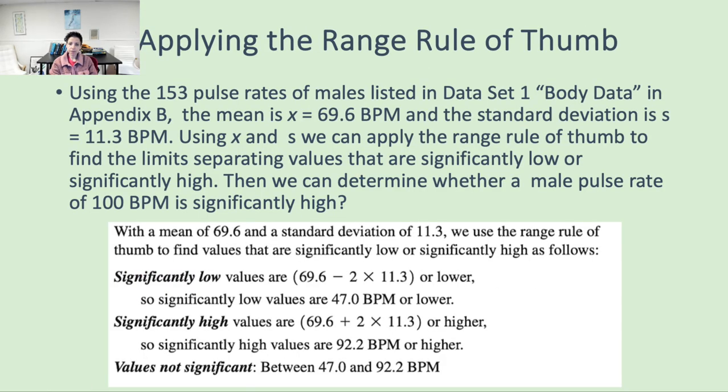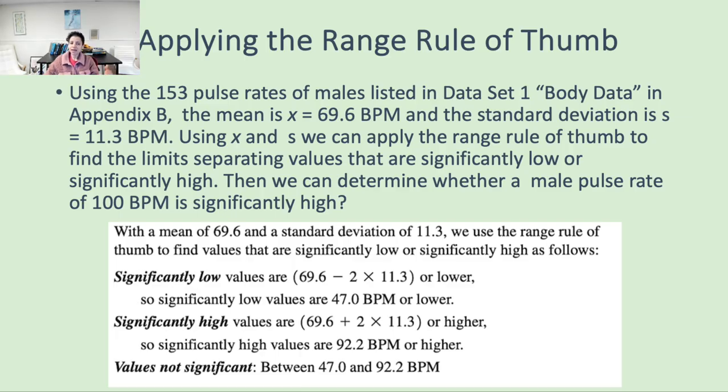Okay. So if we take an example and apply the range rule of thumb, let's use the pulse rate data. We have 153 pulse rates of males, and this is from Appendix B in your textbook. The average is 69.6 for this group. The standard deviation is 11.3. So we can use that mean and that standard deviation and apply the range rule of thumb to find the limits that separate a significantly high value from a significantly low value.